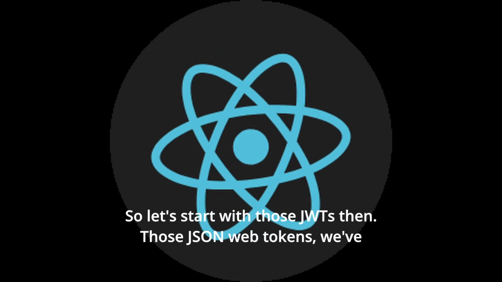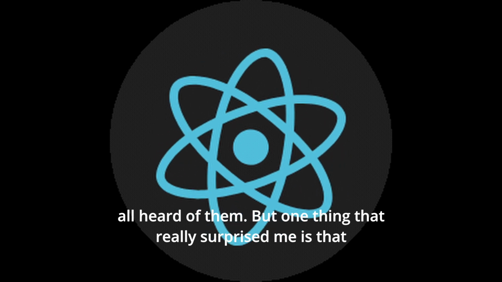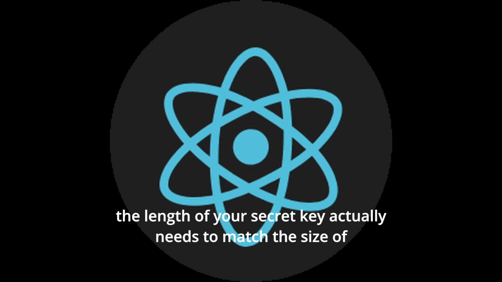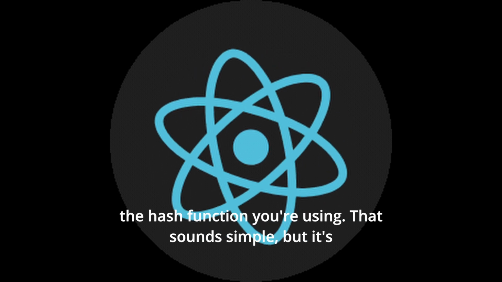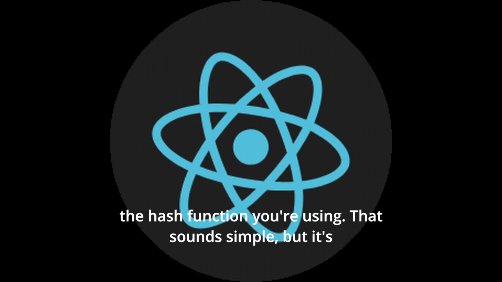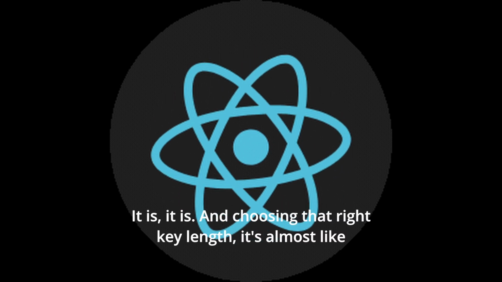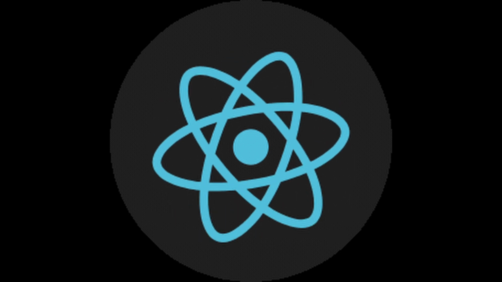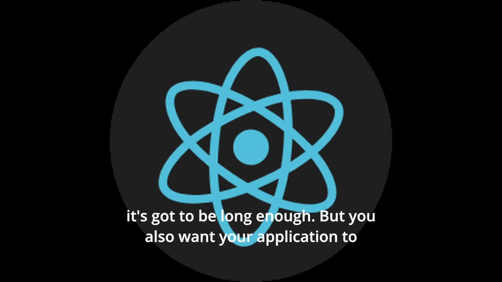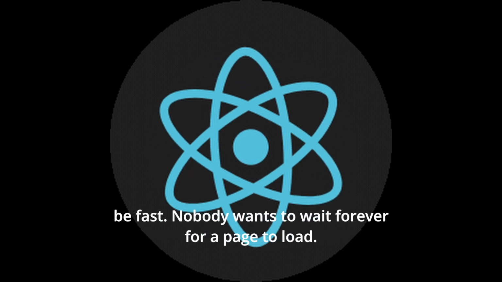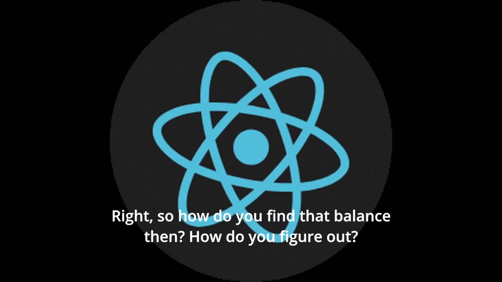Those JSON Web Tokens, we've all heard of them, but one thing that really surprised me is that the length of your secret key actually needs to match the size of the hash function you're using. That sounds simple, but it's something that I think a lot of people miss. It is. And choosing the right key length is almost like walking a tightrope, right? You want to have strong security, so it's got to be long enough. But you also want your application to be fast. Right. Nobody wants to wait forever for a page to load. So how do you find that balance then?